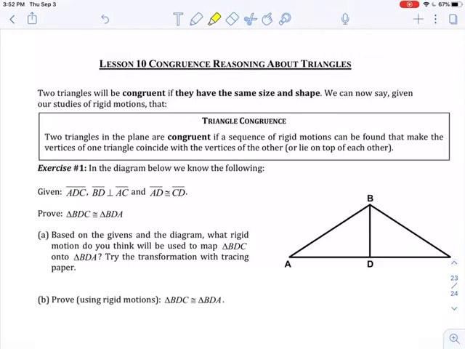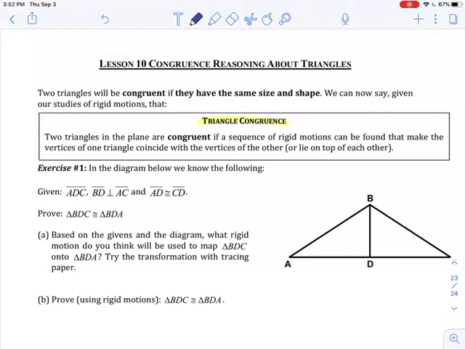Two triangles would be congruent if they have the same size and shape. Given our study of rigid motions, here's what's going to be true about triangle congruence. Two triangles in a plane are congruent if a sequence of rigid motions can be found that make the vertices of one triangle coincide with the vertices of the other. That means that they lie on top of each other.